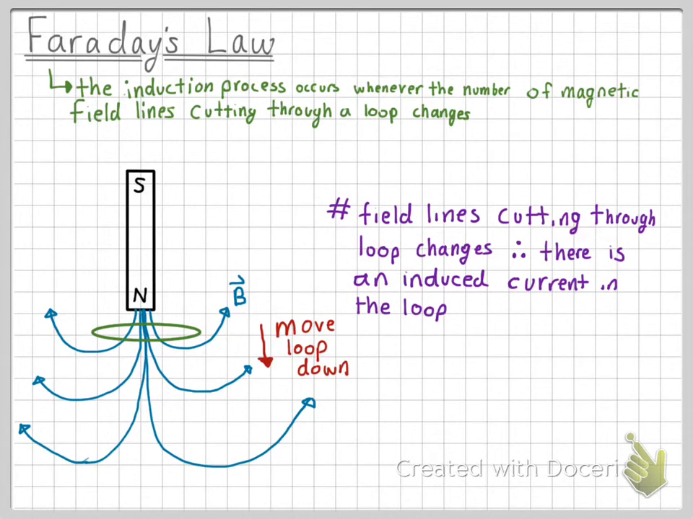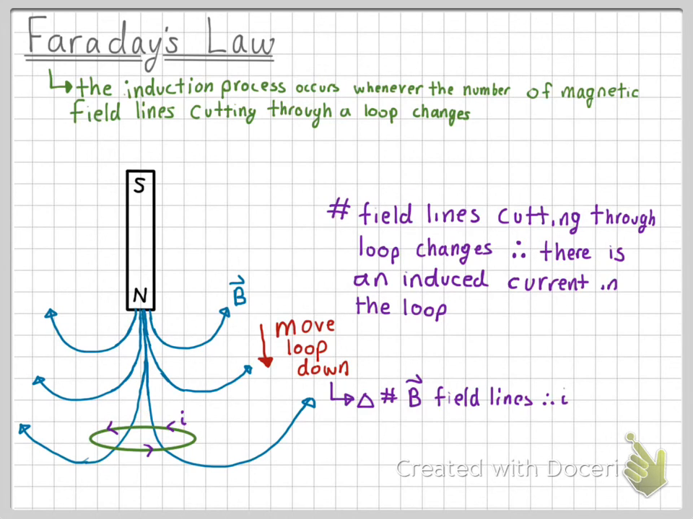If we move the loop down, the number of magnetic field lines cutting through the loop will decrease, since the magnetic field strength decreases the further away from the magnet we get. So since the number of magnetic field lines cutting through the loop changes, there is an electric field introduced into the wire and therefore an induced current in the wire. A simplified version of Faraday's law is simply that a changing magnetic field creates an electric field, since the electric fields are what create the current.